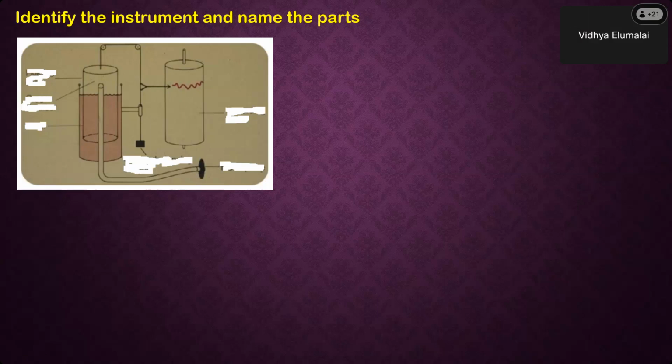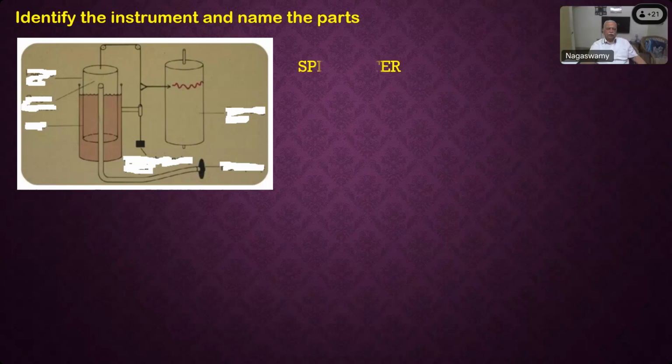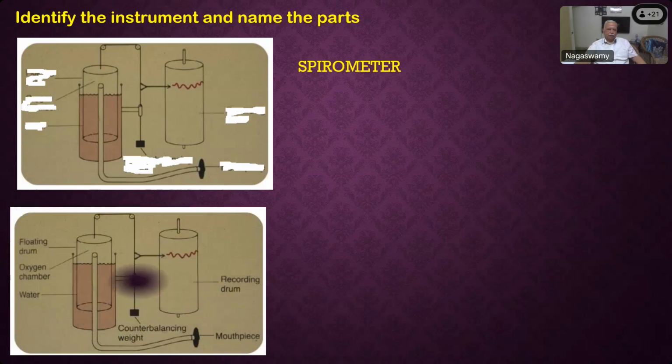Plethysmograph is for whole body. This is a spirogram, an old type of spirometer, where these are all the parts. See, this is the mouthpiece. So the patient has to blow through this and then he will have to blow here.